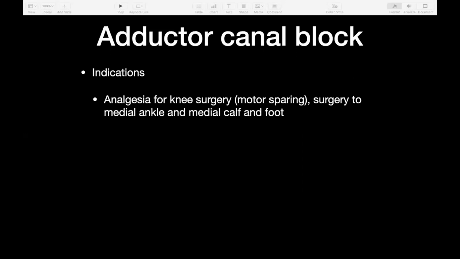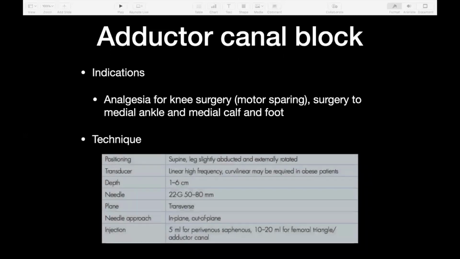medial calf and foot. Technique would be, again, having the patient supine, the leg slightly abducted and externally rotated, just to give you access to the inner thigh. Again, you're probably going to be using the linear probe. It would have to be quite a big thigh with deep structures to need the curvilinear probe. Again, probably an 80mm needle. Again, we'll talk about an in-plane approach and different volumes of local depending on what you're trying to achieve, essentially.